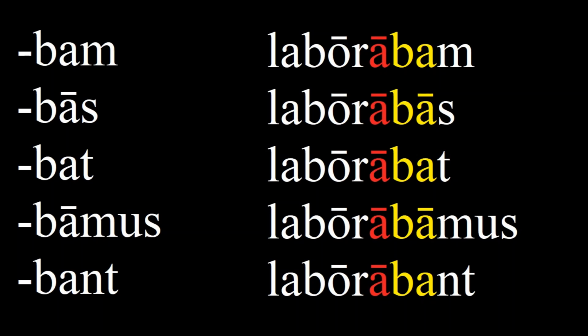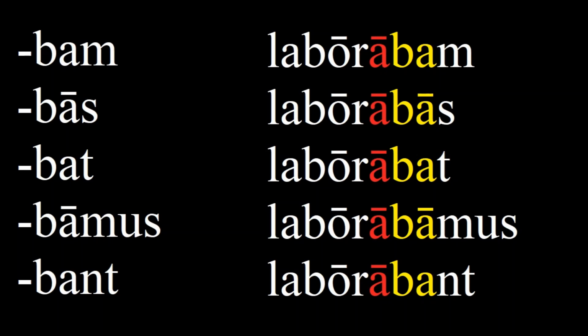Every verb follows this pattern, which means that every verb in the imperfect past tense conjugates just like an ARE verb, as you can see in the following table. The only difference is that the first person ending becomes BAM instead of BO or something like that. So we have laborabam, laborabas, laborabat, laborabamus, and laborabant.